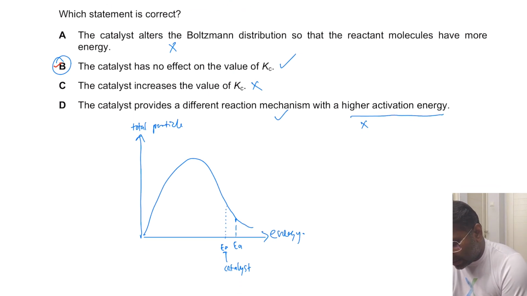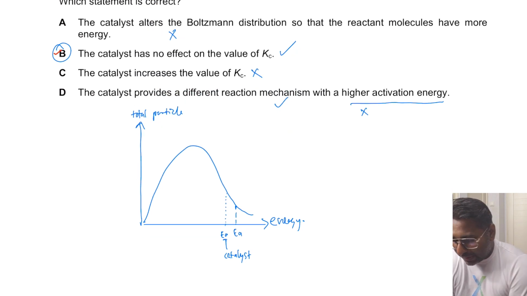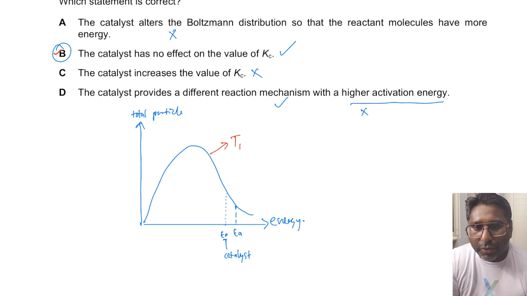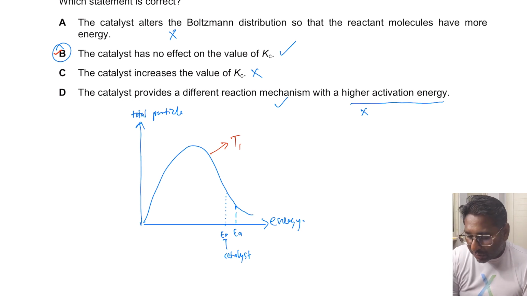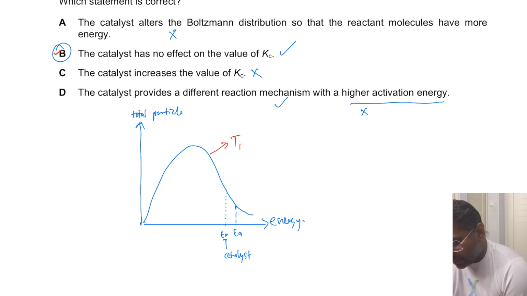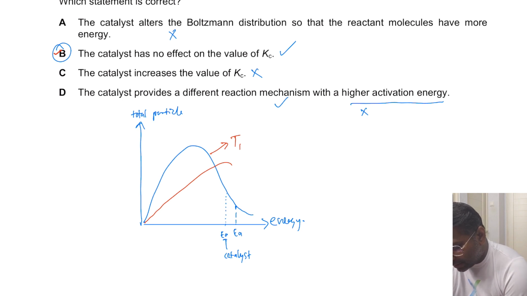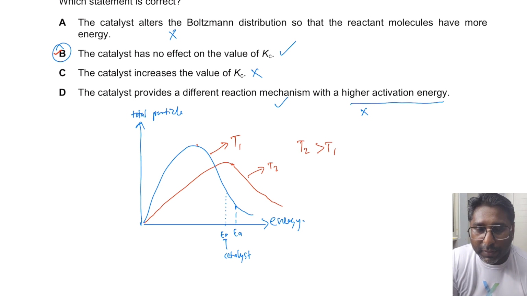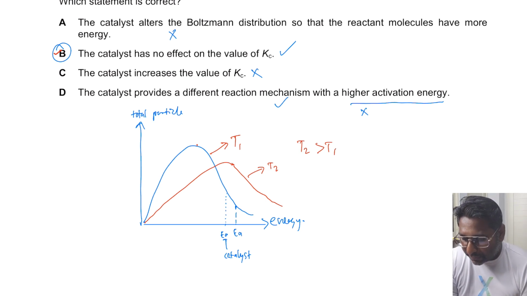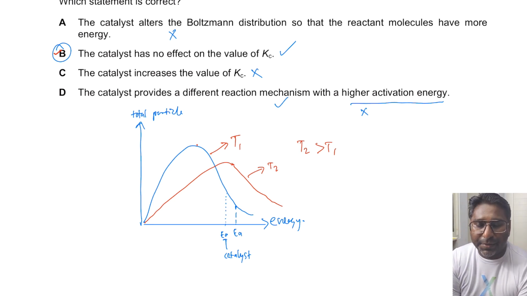Now, just extra information over here. If let's say this is temperature 1, and I want to draw the Boltzmann's distribution for a higher temperature, what are we expecting? The graph will move to the right for higher temperature, and the peak will be lower than the original peak. So you will have something like this. So you will have T2, so T2 is greater than T1. If they ask you to draw, please make sure you draw the area under the curve. The area under the graph tells us the total number of particles in that system. So please take note of that.